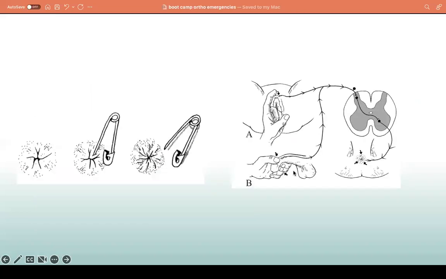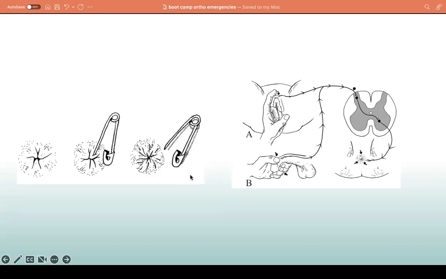This is the bulbocavernosus reflex. If you are squeezing the glans of the penis or stroking the clitoris while you are doing a digital rectal exam, you will find an involuntary contraction of the anus. That's the normal. If you did it and you found that there's no anal tone or there is no anal contraction, this means there is an absent bulbocavernosus reflex. Okay, this is confirming the diagnosis of Cauda equina.